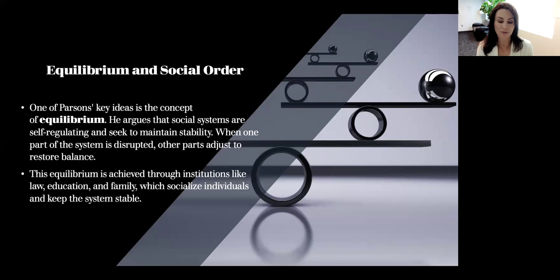For example, if there is economic turmoil in society, all systems, education, employment, family, legal system, healthcare system, all of them feel this disruption, right? They feel this crisis. However, they adjust to what's going on in society to keep the balance. So by adjusting to the new situation, they keep this equilibrium. That's the main idea behind Parsons's equilibrium.